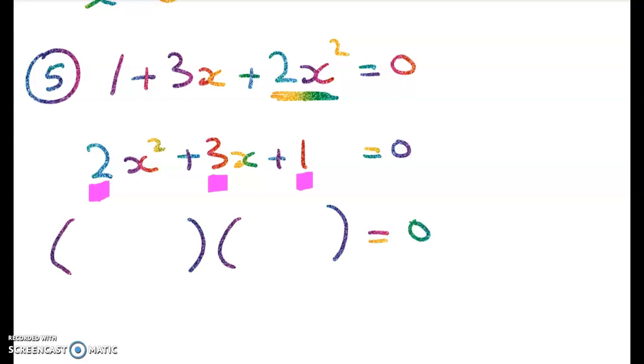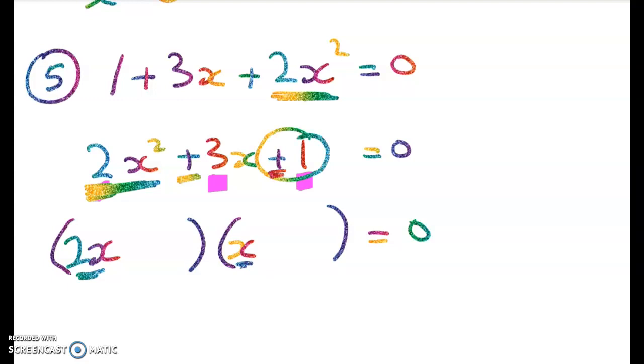Now some of you in this case will be able to spot how to do this one, and some of you will want to do it by grouping. So I'm going to show you how I would do this one just by looking. This number here, 2, is a prime, so there's only one possible option for getting the 2x squared. It's got to be 2x times 1x. And then this number is also a prime, and we've got our nice sign pattern of plus plus. So it's got to be plus something and then plus something.